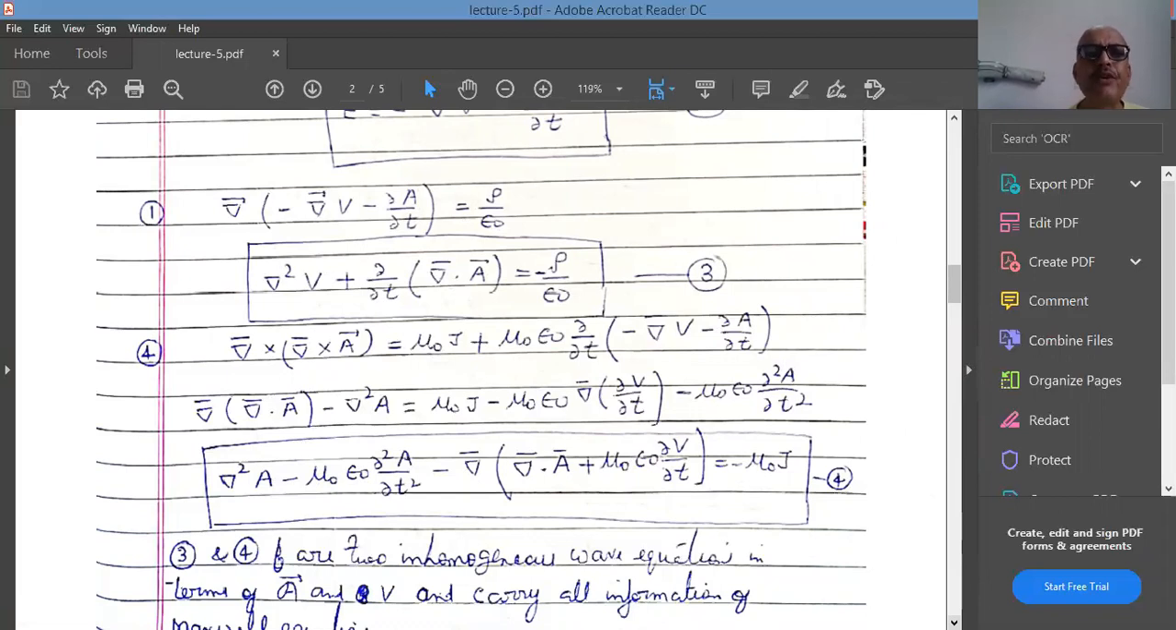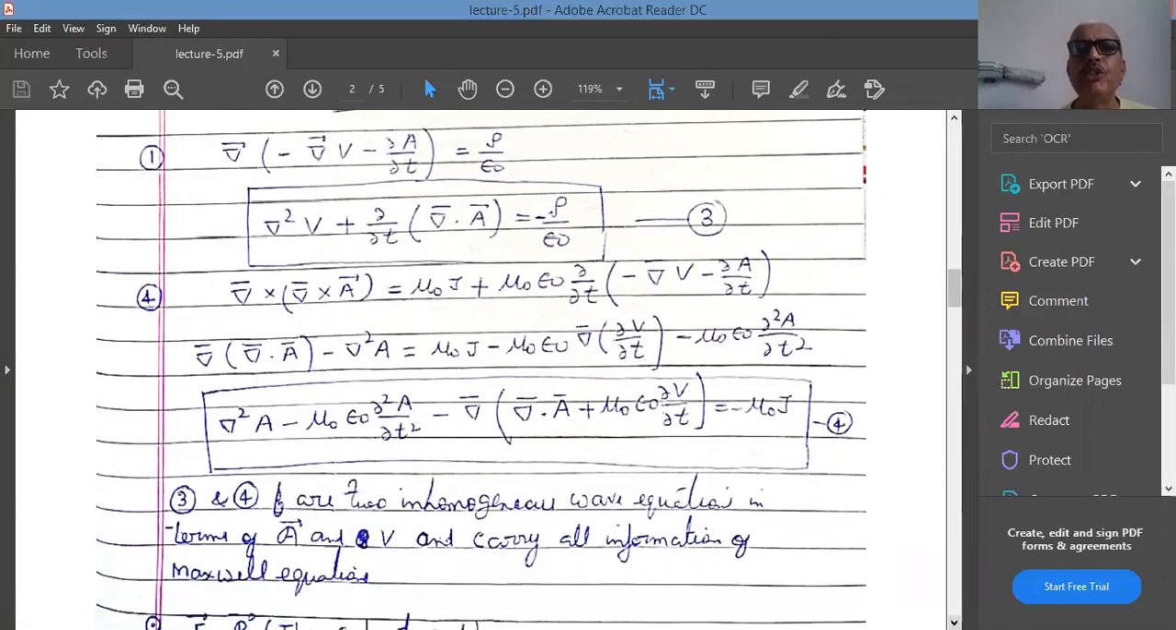So the third and fourth equations are two inhomogeneous wave equations in terms of A and phi, and they carry the complete information about the Maxwell equations. I hope it is clear, because we made use of the two equations to write down E and B, and we substituted in the first and the last equation. So we get two equations relating A and phi, and those two equations are interrelated.